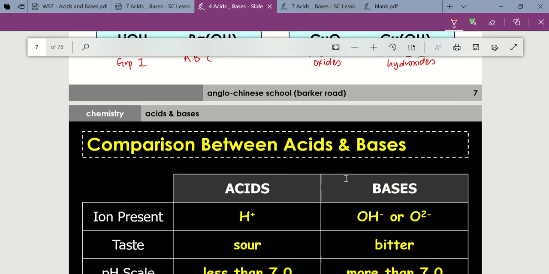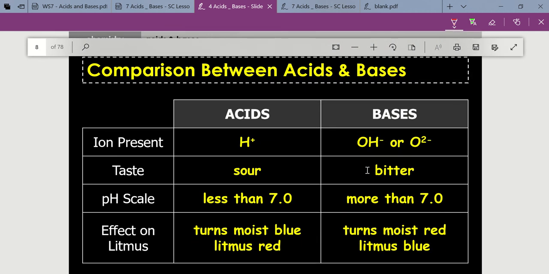So what's a quick summary comparison of acids and bases? Acids have hydrogen ions, whereas bases have metallic hydroxides or oxides. Acids taste sour, bases taste bitter. Acids on the pH scale are less than 7, whereas bases are more than 7. Effect on litmus: acids turn moist blue litmus paper red.